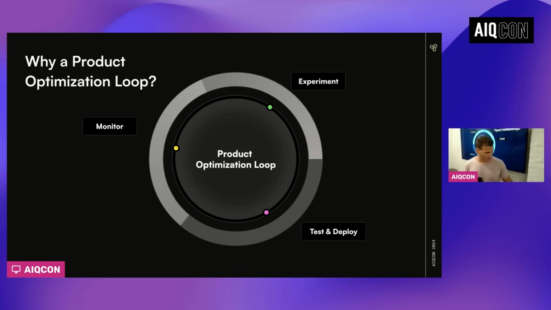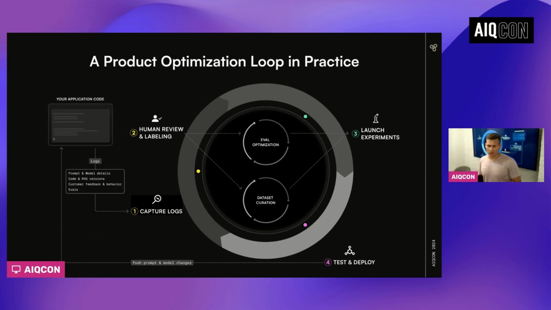So let's look at what that looks like in practice. Everything starts with phase one, which is capturing logs. This is just table stakes for understanding how your system is actually performing. That feeds into phase two, which is human review and labeling. And this is critical. Some product teams think they're beyond this, but it is one of the most important parts of this process: actually getting eyes on your data and understanding the nuances of it.